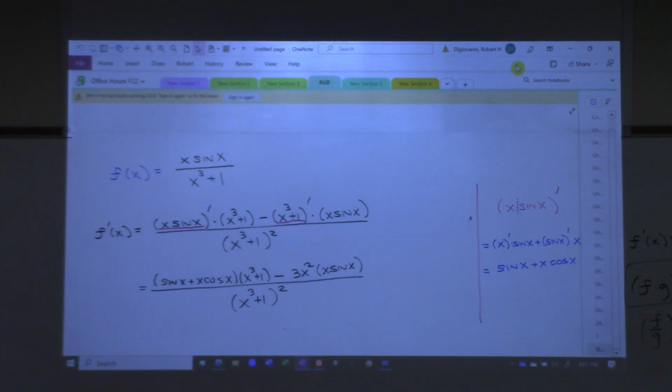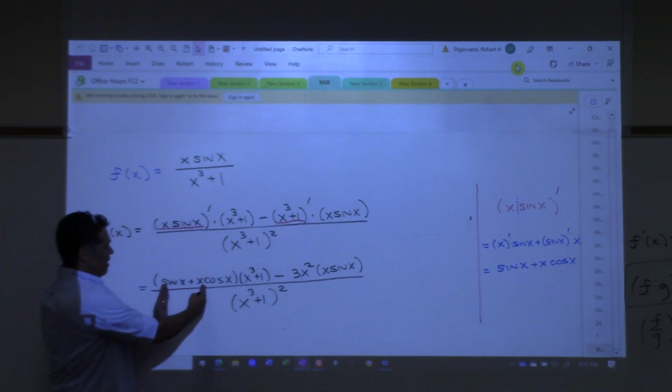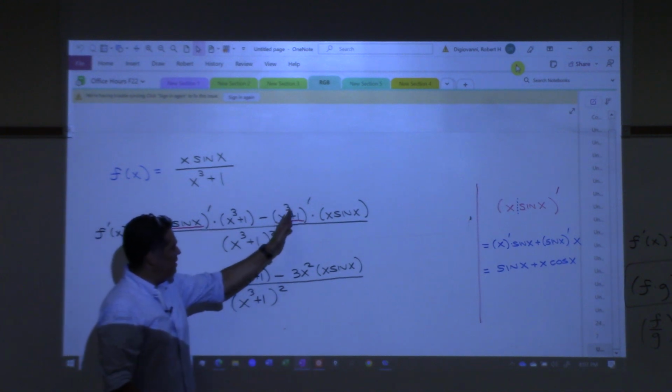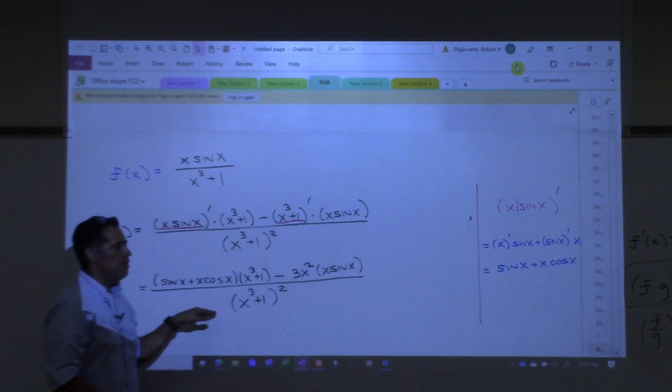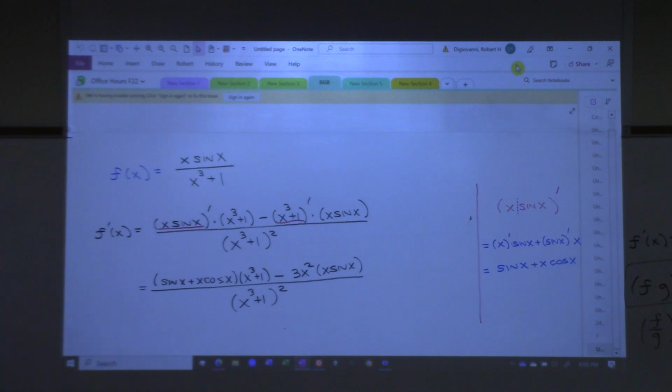Am I done with the calculus? Yes. Have I taken all the derivatives? Yes. Wait, yeah. Yeah, right? I did the derivative of this, right? I did that over there and brought it here. Times that, minus the derivative of that. Yep, did that, times that, and then all over the bottom squared. Calculus part of the problem is done. Okay?